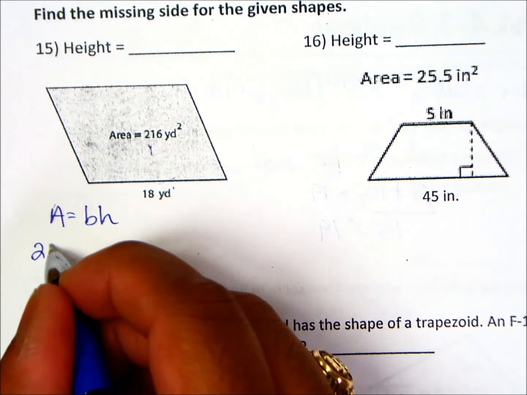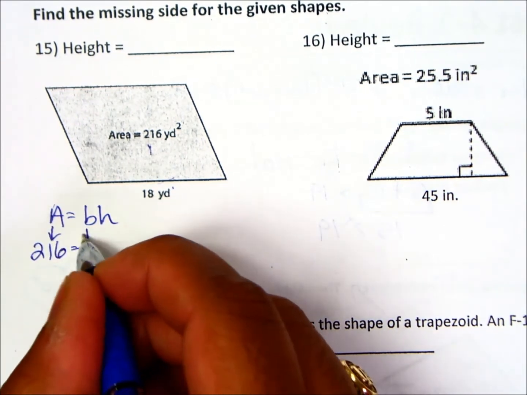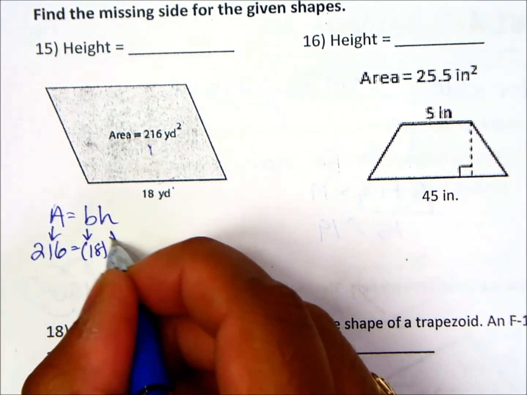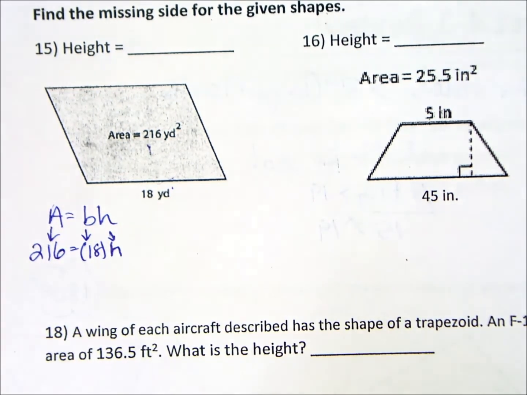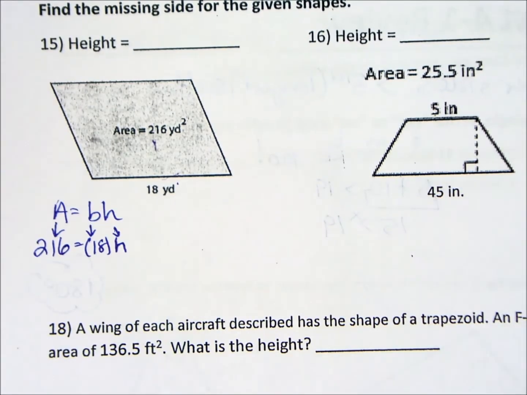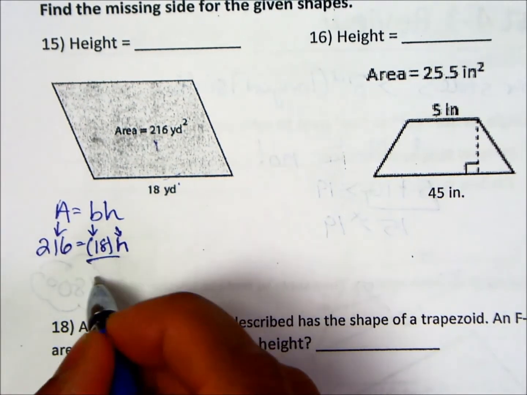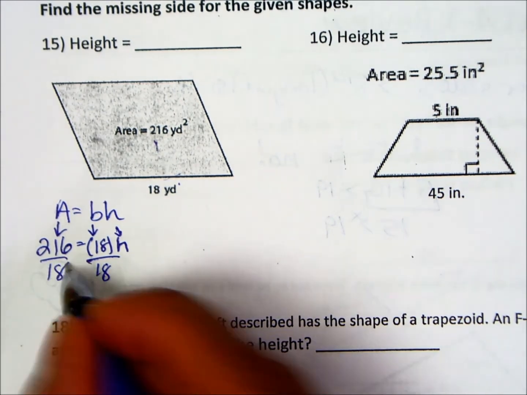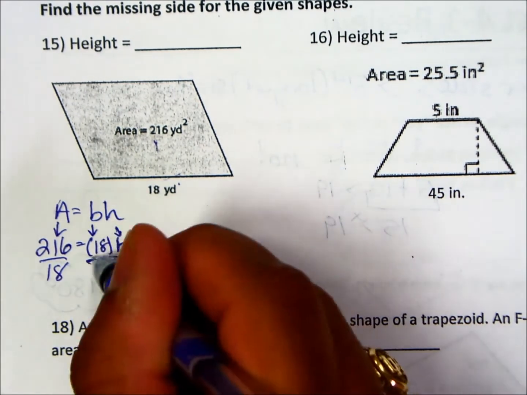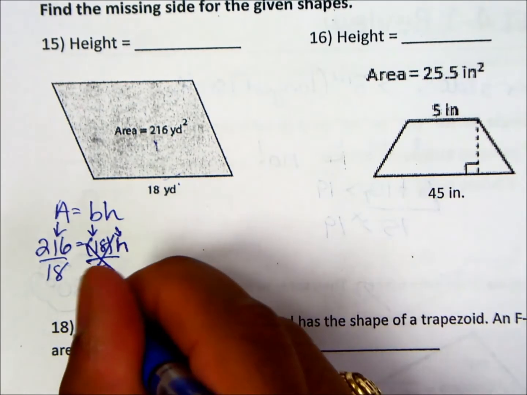Area is equal to 216. My base is 18. My height is missing. Only way to solve this, I need to get h by itself. Do the inverse operation. Inverse of multiplying by 18 is dividing by 18 from each side. 18 divided by 18 is 1, so that cancels out. And you get h by itself.